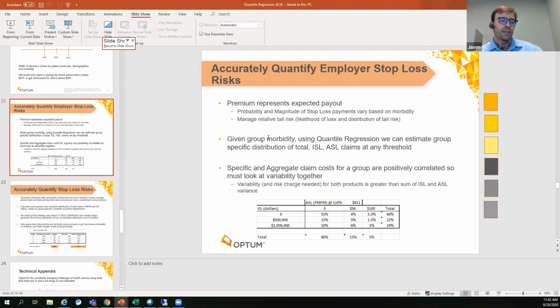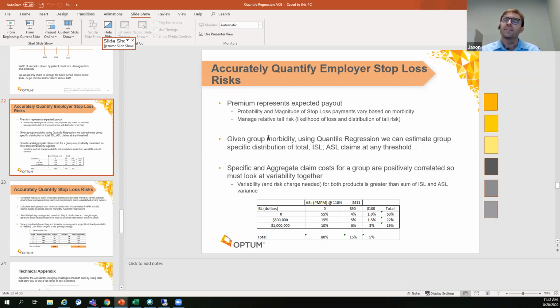We've talked about how traditional risk scores are not really effective for estimating the risk for different kinds of stop loss premiums, but we haven't really quantified how you could actually use this quantile regression to understand how to set the premiums for both your individual stop loss and your aggregate stop loss. But there's really two things to understand.